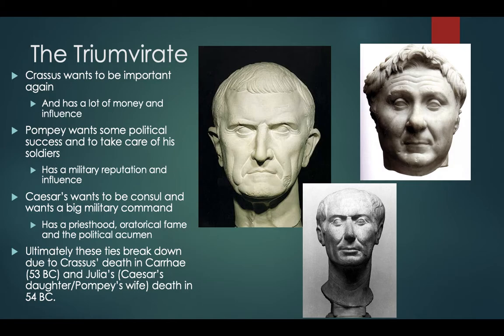So the first stage of this is what we call the first triumvirate. And it's got these three guys. There's Caesar, and there's Pompey, and the guy you haven't seen before, who looks kind of constipated, is Marcus Licinius Crassus, who was the richest of the three. When these three guys came together, they each had different needs, and each had something that they could offer to the others. Crassus, he wanted to be important again, and he had a lot of money and influence because of that money.